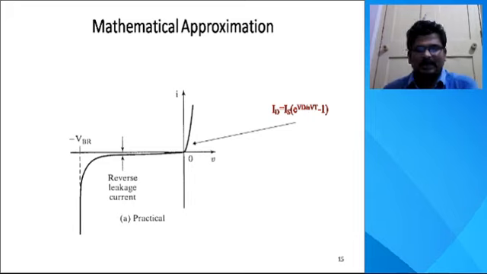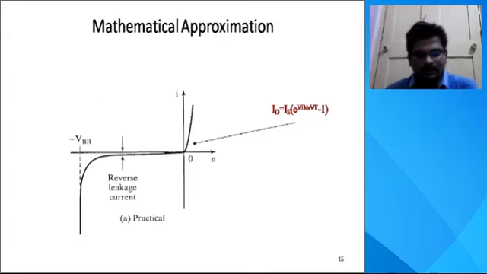This is the mathematical approximation of the characteristics of the diode, and here ID, the diode current, is equal to Is into e power of Vd by eta into Vt, minus 1. Here ID is the diode current and Is is the saturation current, and Vd is the applied bias voltage. We will see what the parameters of this equation are.